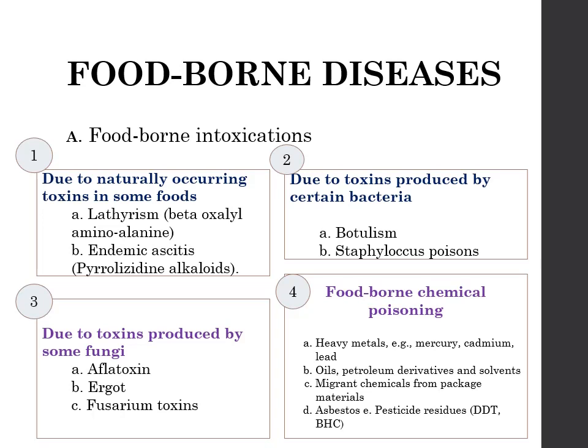The fourth and the last type include those foodborne diseases which are due to chemical poisoning. These diseases are due to heavy metals like mercury, cadmium, lead, or oils like petroleum derivatives and other solvents, and these are also due to migrant chemicals from packaged material or asbestos, pesticide residue like DDT residues or BHC residues.